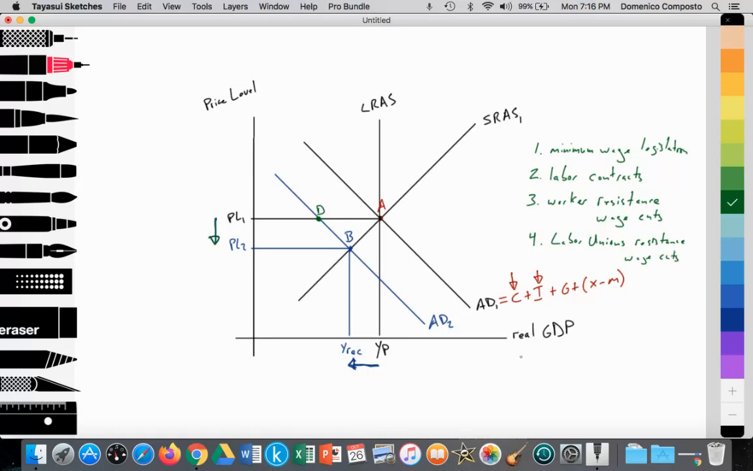Another reason, which I'll put down here, number five, is that you can even have the employer or the entrepreneur, the owner of the firm, own resistance to wage cuts. Now you might ask, why would the owner of a firm resist cutting wages?